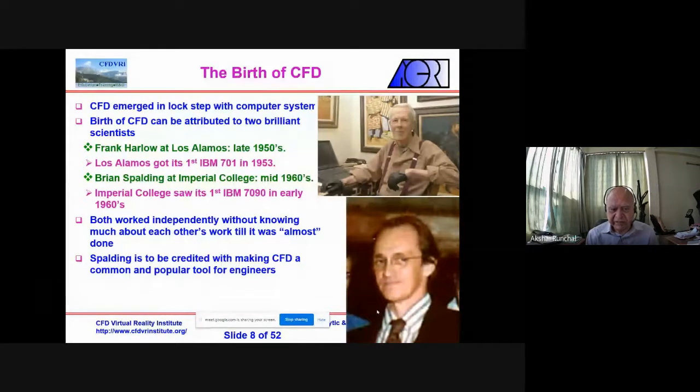But of the two, Harlow was a scientist, Spalding was an engineer, and that played a big role in their approach to CFD. Harlow was more interested in solving interesting problems, for the sheer joy of it. He was not interested in applying it to industrial or practical problems. Spalding, on the other hand, was an engineer, and he wanted to make it a common tool, and that's what happened.